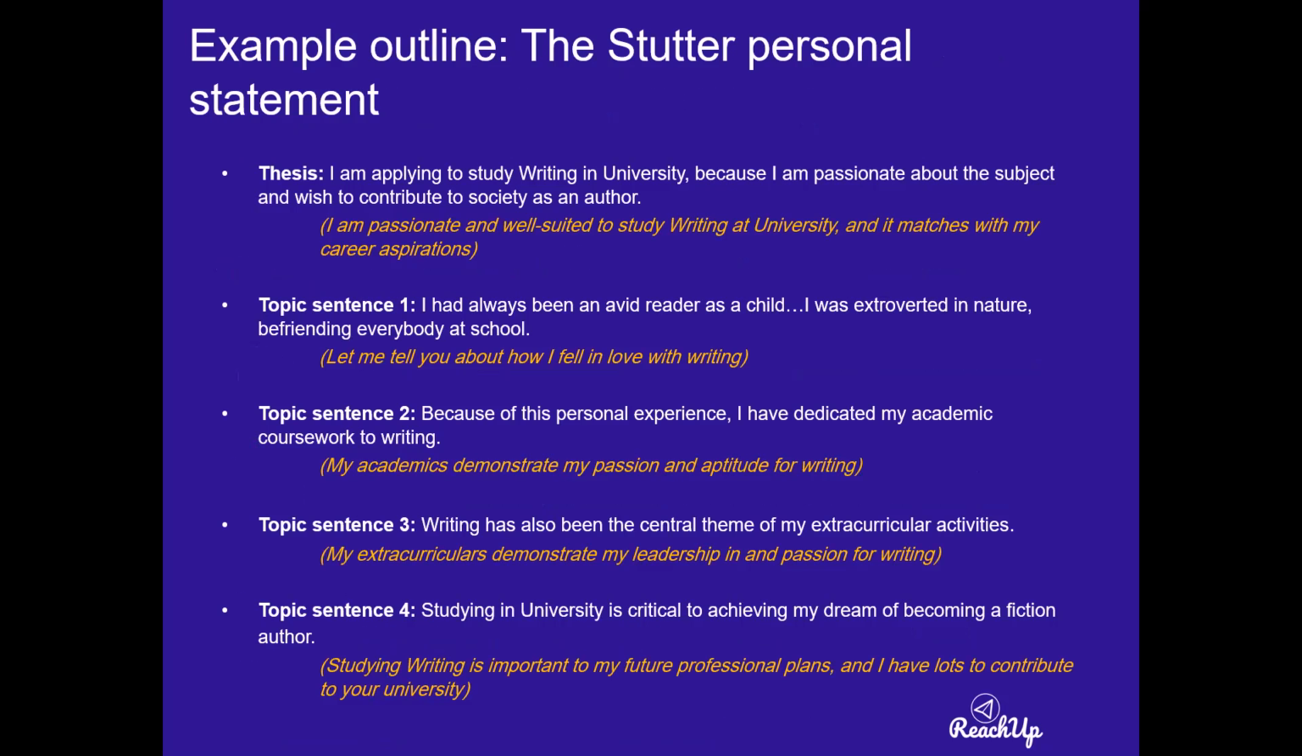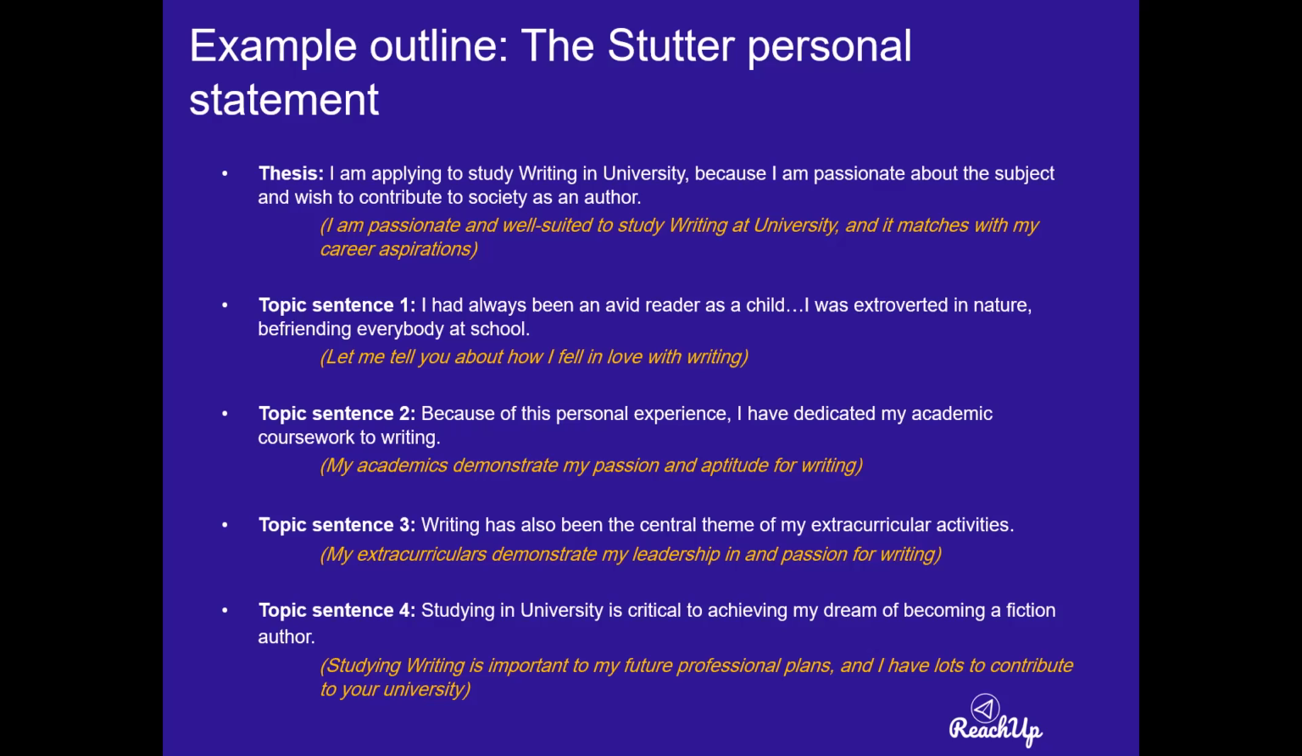Let's go back to the Stutter personal statement and let's break it down and look at what the outline looks like. What you see in white is the actual outline of the personal statement. And what you see in yellow is sort of what each of these sentences are actually saying. So again, the thesis was, I'm applying to study writing in university because I'm passionate about the subject and wish to contribute to society as an author. What the applicant is telling the university here is, hey, I'm passionate and well-suited to study writing at your university, and it matches with my career aspirations.